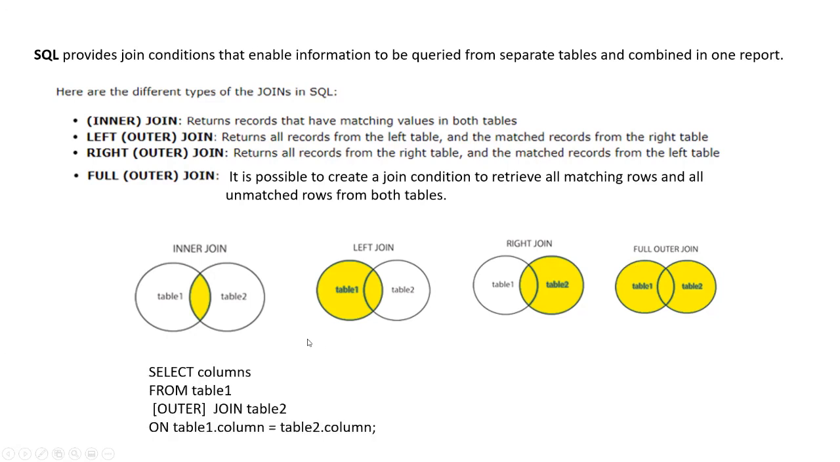Okay, so you have the syntax for outer join. So select columns from table 1. So you have what type of outer join. So you have the left, right, or full join. Table 2 on table 1, that column is equals to table 2, that column. So you have to type the equal or common column names here.